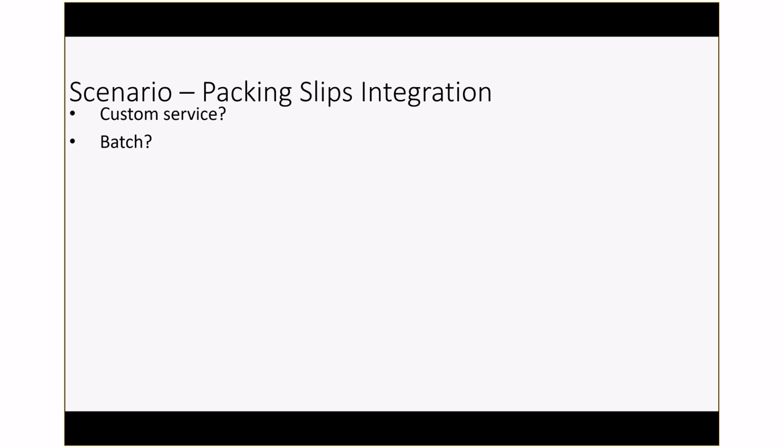One is using custom services and the other is batch. Custom services is a better solution over here, because batch would mean that you would have to run it at a specific recurrence, and the recurrence that you would have is 1 minute. That's the lowest granularity you can have in AX. So in this scenario, you would use a custom service to achieve this.